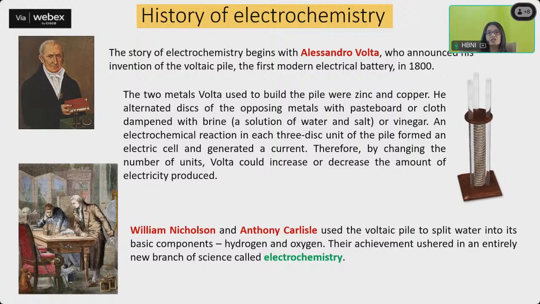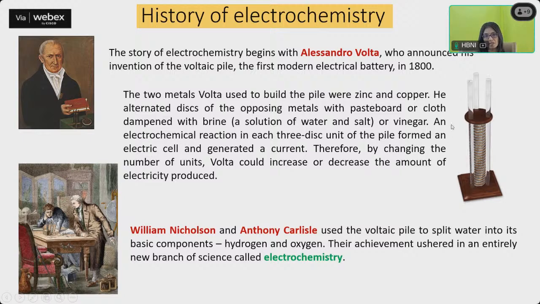What Volta did is he used two metals, and the pile was built using zinc and copper. He alternated the discs of these opposing metals with a pasteboard or a cloth which was dampened with a solution of water and salt or vinegar. Then an electrochemical reaction happened in each of these three-disc units of the pile, and it formed an electric cell, which was generating a current. Therefore, by changing the number of the units, Volta could increase or decrease the amount of electricity produced. So this is the first known example of an electrical battery.